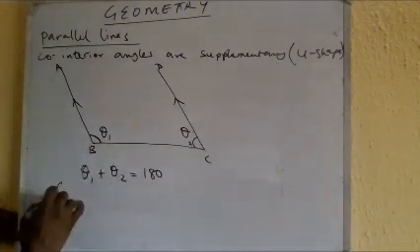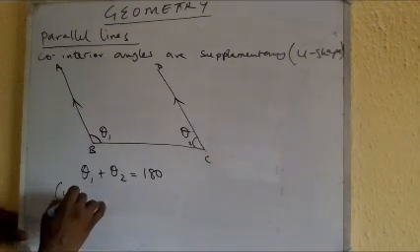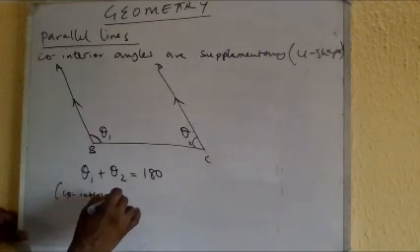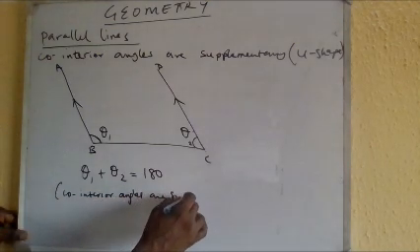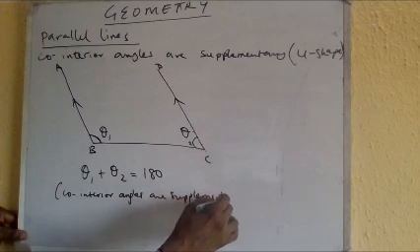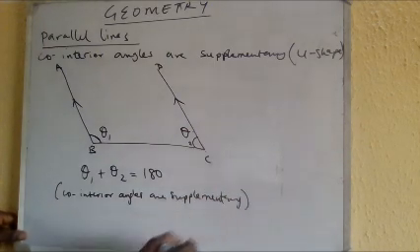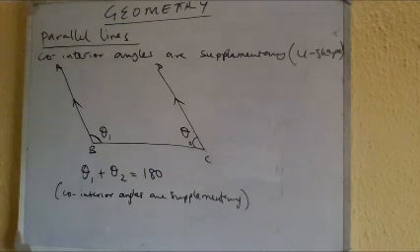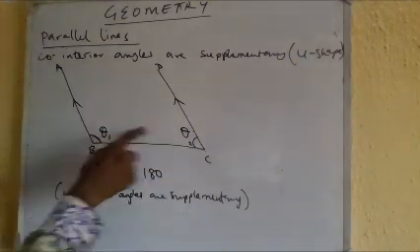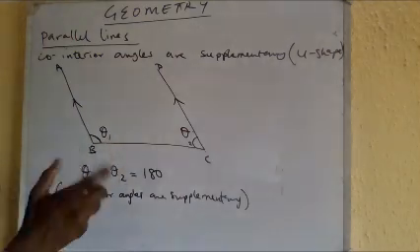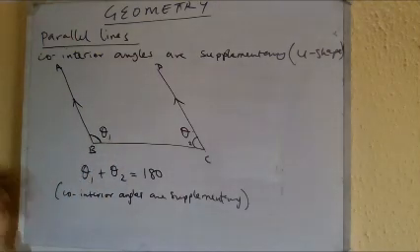The reason being that co-interior angles are supplementary. When you say supplementary, two angles will give you 180 degrees. That's what it means. So if this one is 90, this one will be 90. If this one is 100, this one will be 80, and so on. The two of them must sum up to give you 180. That is what supplementary angles mean.